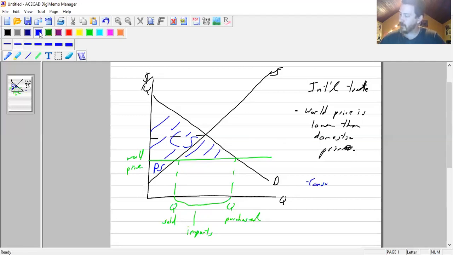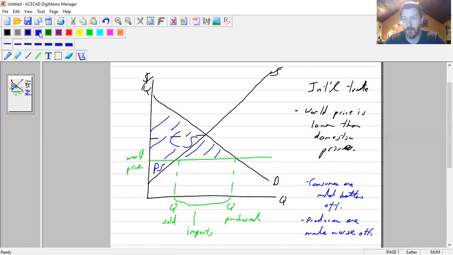Consumers are made better off. Producers are made worse off. Same idea. This policy is just like before. It has winners and it has losers, just like most policies. In this particular case, since the world price is lower, consumers are the ones who are winning. They're the ones who are made better off. Producers are the ones who are made worse off.